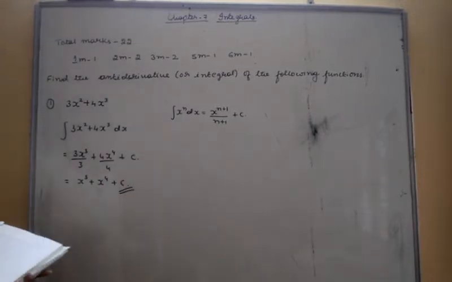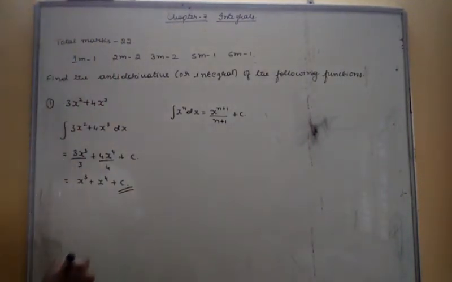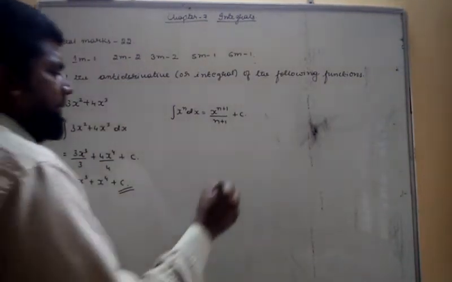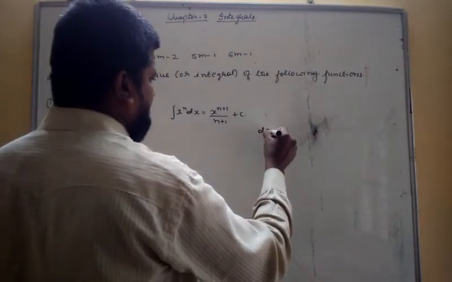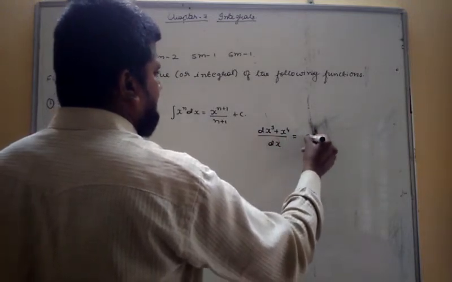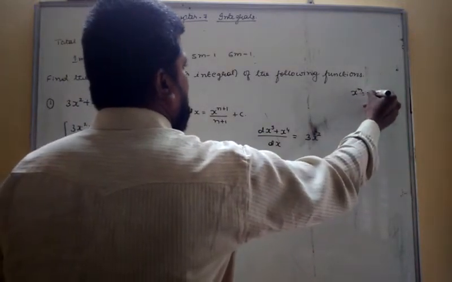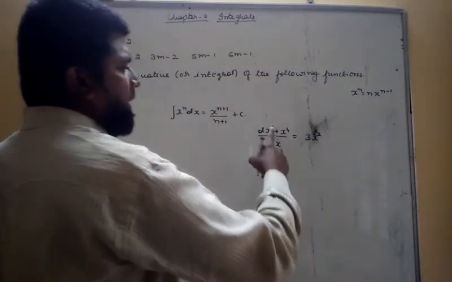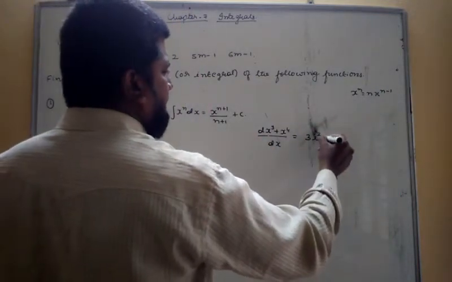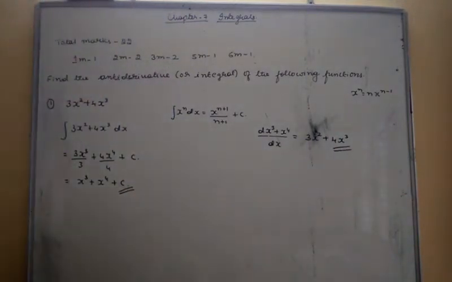Inspection method means first we have to differentiate what he has given. If you differentiate x cube plus x to the power of 4, the differentiation of x to the power of n is n into x to the power of n minus 1. Then you get 3x square plus 4x cube. So we got the differentiation of this.